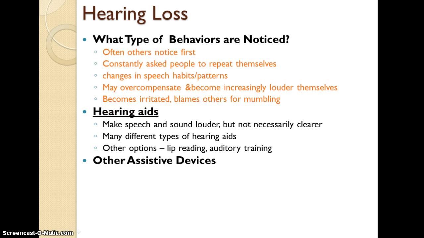So here are behaviors others often notice first. Constantly asking people to repeat themselves, changes in speech habits and patterns. They may overcompensate and become increasingly louder themselves, and they get irritated very easily and blame others for mumbling.